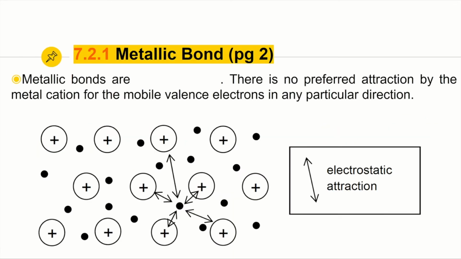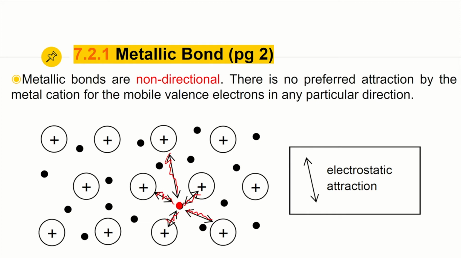Metallic bonds are non-directional. They are like magnetic forces of attraction. With magnets, the forces of attraction are non-directional, so it's everywhere. If you look at this diagram, my delocalized electron is represented by the black dot here. It has electrostatic forces of attraction with this ion, it also has with this one, and so on and so forth.